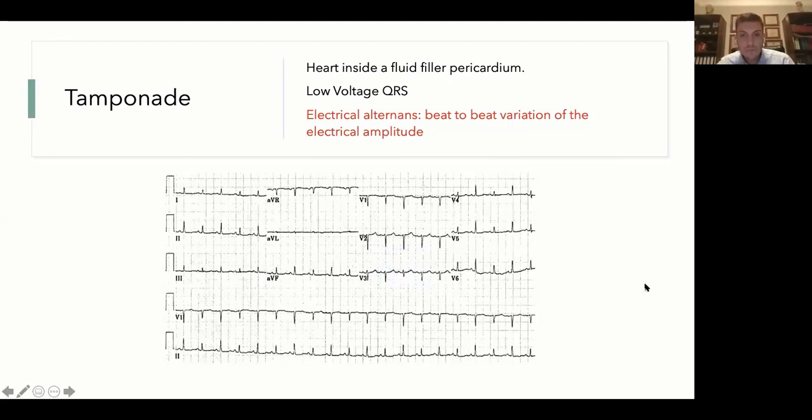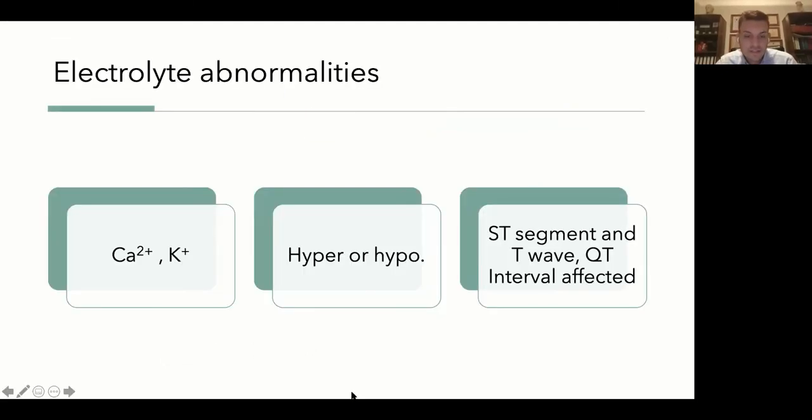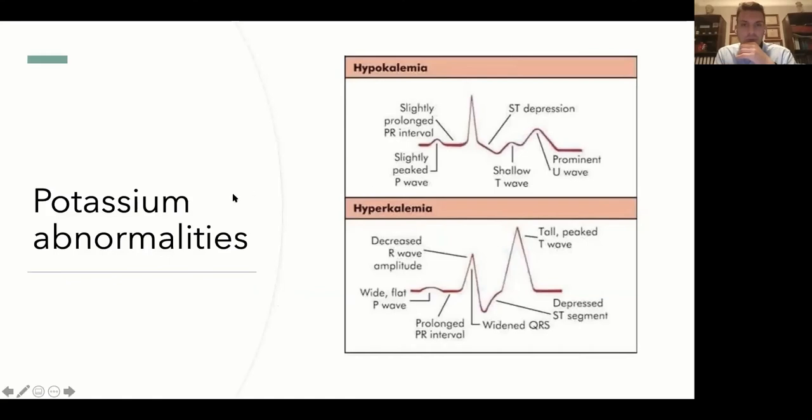Good. We're nearly done, guys. So, last but not least, electrolyte abnormalities. There are two parts I want to focus on because this is what you're mostly asked and what you will look for in clinical practice, and that's potassium and calcium. And that will either be hypokalemia or hyperkalemia, and hypocalcemia or hypercalcemia, okay? And the parts of the ECG that are mostly affected are the ST segment, the T wave, and the QT interval. Okay, so let's go through this one by one.